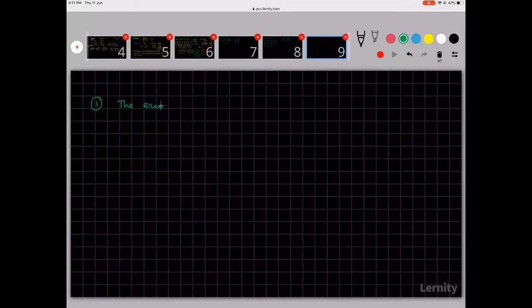the error in measurement of length is 2%.